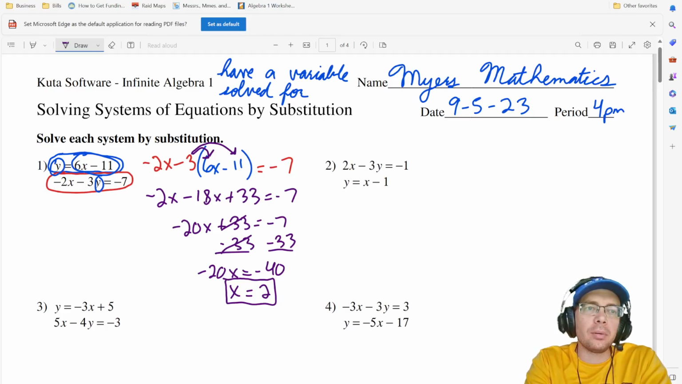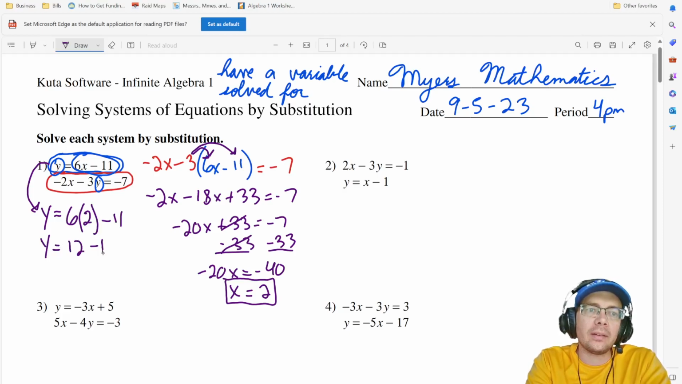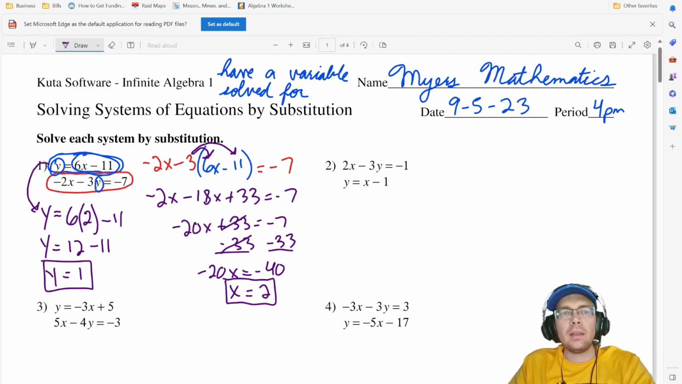Here's what we're going to do. We're going to plug it back into the blue equation. Y is equal to 6. X is 2, we found out, minus 11. So y is equal to 12 minus 11, which is 1. And there we go. We solved it.